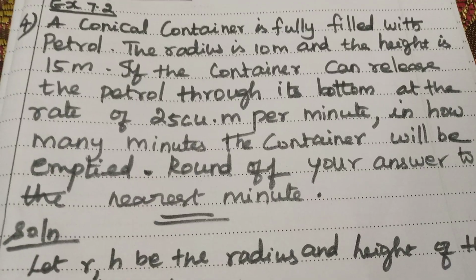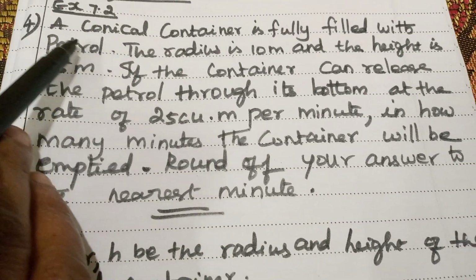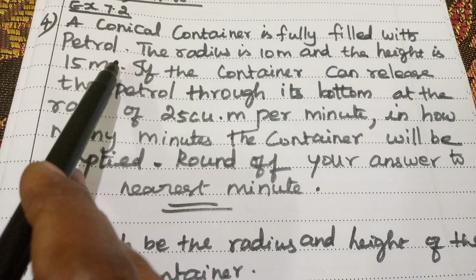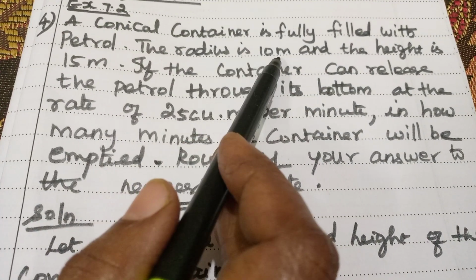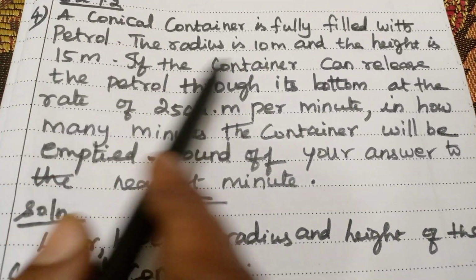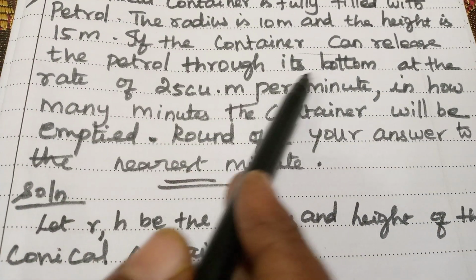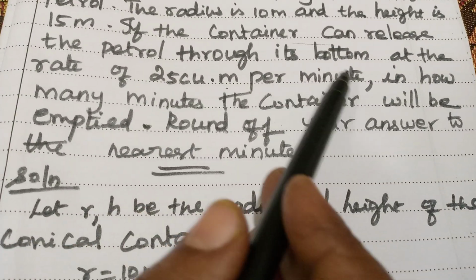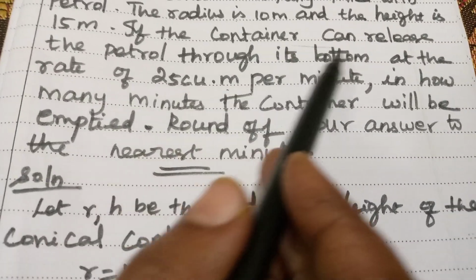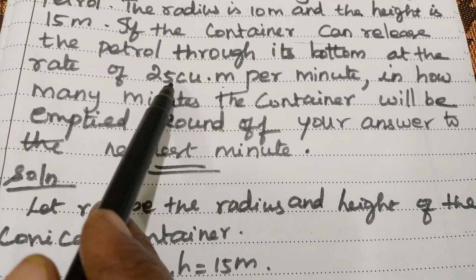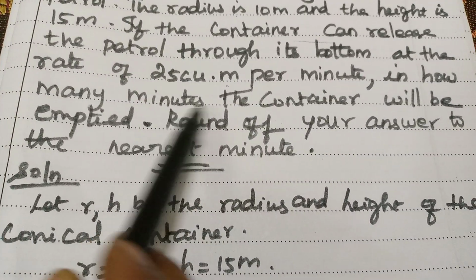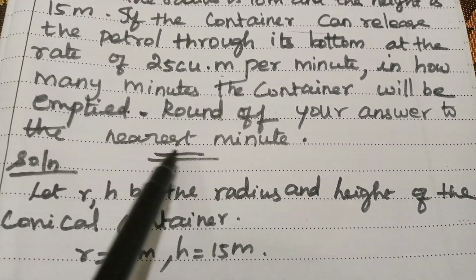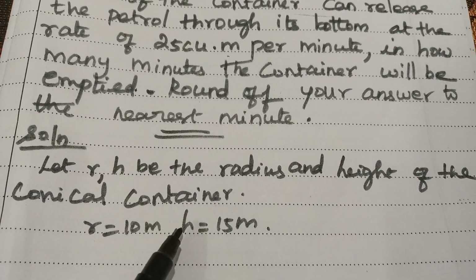Next, exercise 7.2 question number 4. What is the question number 4? A conical container is fully filled with petrol. The radius of the cone is 10 meter and the height is 15 meter. If the container can release the petrol through its bottom at the rate of 25 cubic meter per minute, the petrol is released through the bottom of the cone, per minute it is 25 cubic meter. In how many minutes will the container be emptied? Round off your answer to the nearest minute. When it will be empty, that we have to find out.